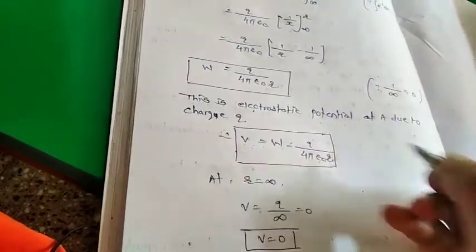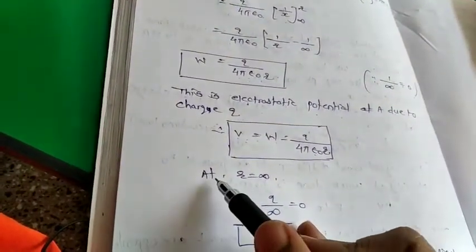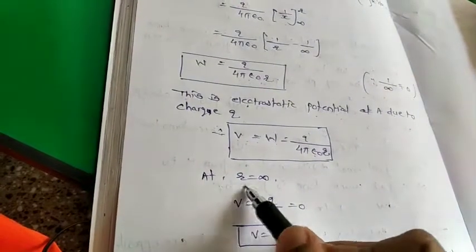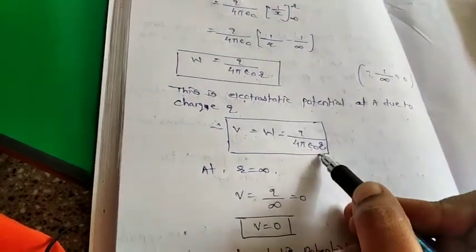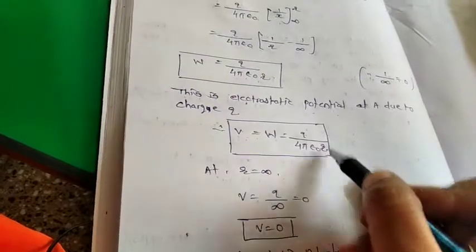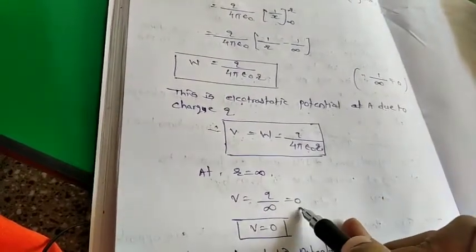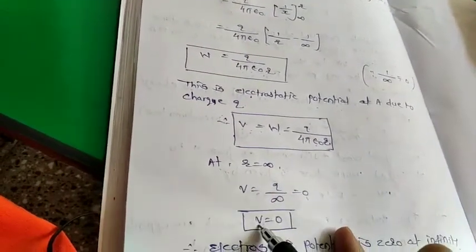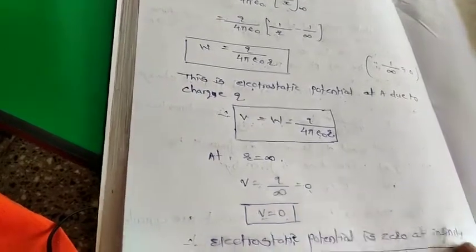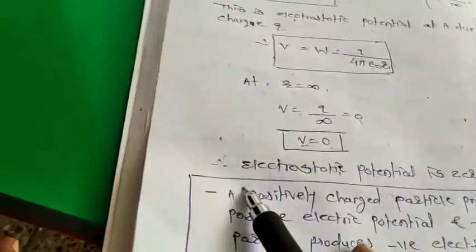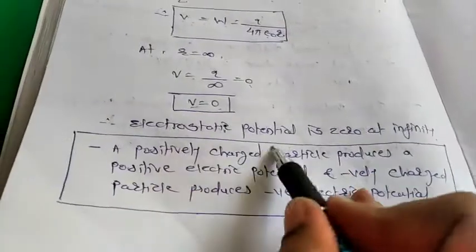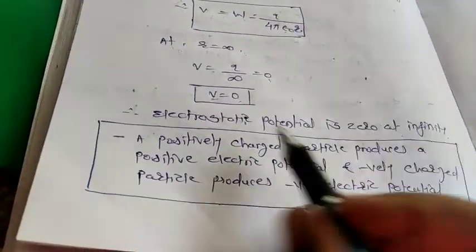Here, R. Now if this R is equal to infinity, if this distance is considered as infinity, then q upon infinity is equal to 0. Then at infinity this potential is equal to 0. Therefore, the electrostatic potential is 0 at infinity.